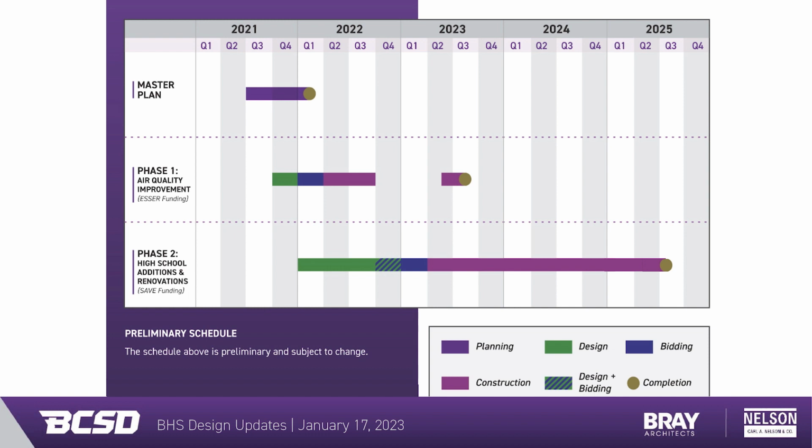This coincided with the initial phase of air quality improvement, consisting mainly of HVAC upgrades that utilized ESSER funds as part of the CARES Act that was implemented in response to impacts of COVID-19. Master planning ultimately led to the elements of the additions and renovations shown in Phase 2, which will continue over the next 3 years in phases to accommodate school year schedules.